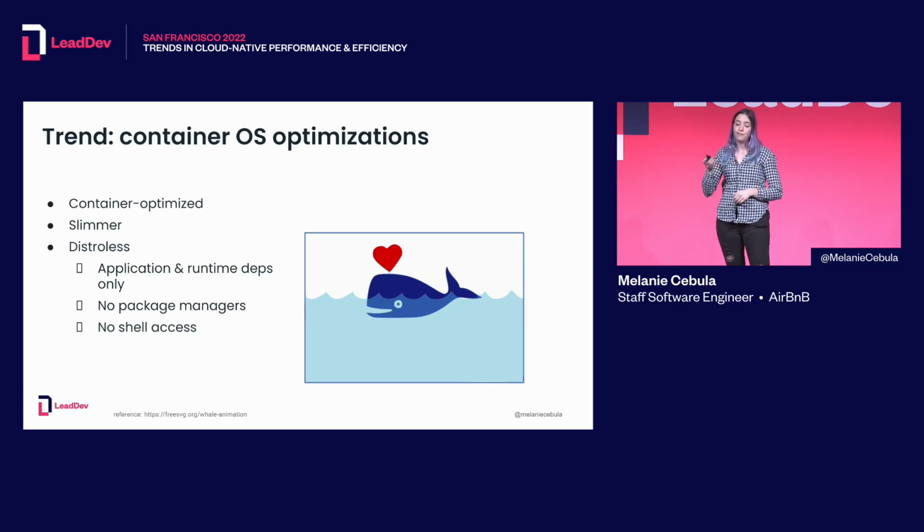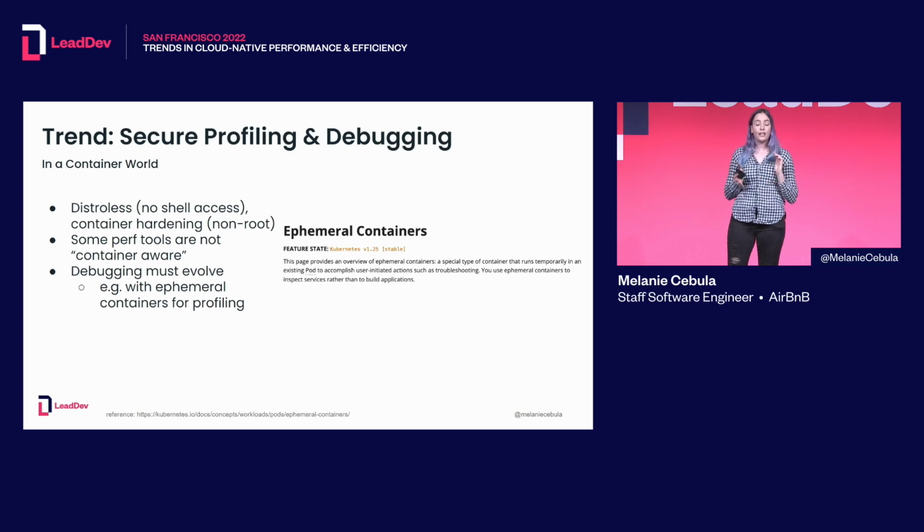So with this trend of distroless, which is no shell access, and container hardening, which is no more running as root, and combine that with the fact that some of our performance and debugging tools are not container aware in the first place, we have a massive challenge when it comes to profiling and debugging with containers. So we have to evolve how we debug and profile our applications to keep up with these efficiency and security wins. Kubernetes actually has an answer for this, and it's ephemeral containers.